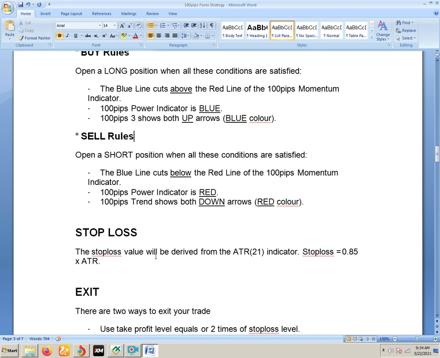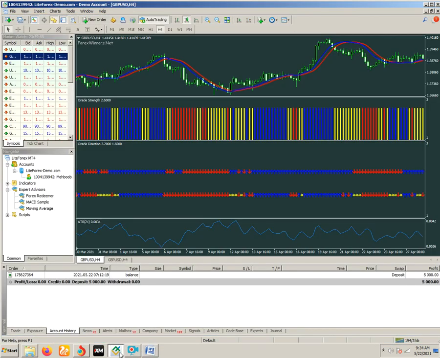Okay, stop loss. The stop loss value will be derived from the ATR indicator. Stop loss is equal to 0.85 multiplied by ATR. For example, I will show you. So now the ATR is, you can see here, 0.0003. You can set the stop loss here.